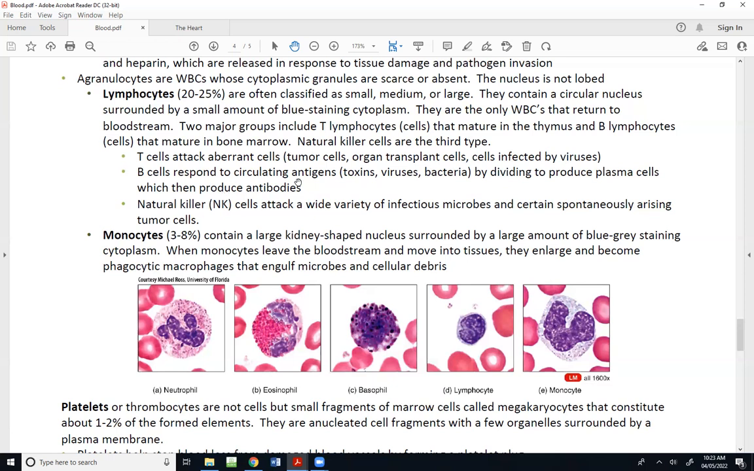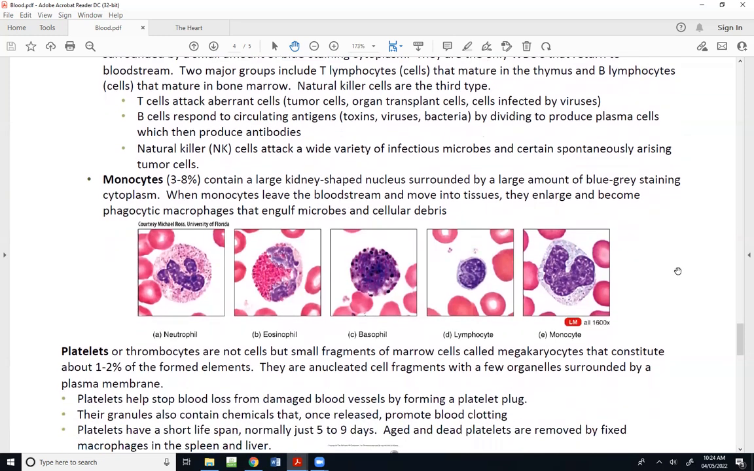B cells respond to circulating antigens, things like toxins, viruses, bacteria, by dividing to produce plasma cells, which are the actual factories that produce the antibodies. So B cells result in the formation of antibodies. They don't form them directly. They have to first transform into plasma cells, which are the ones that actually do the formation of the antibodies. And then natural killer cells attack a wide variety of infectious microbes and certain spontaneously rising tumor cells.